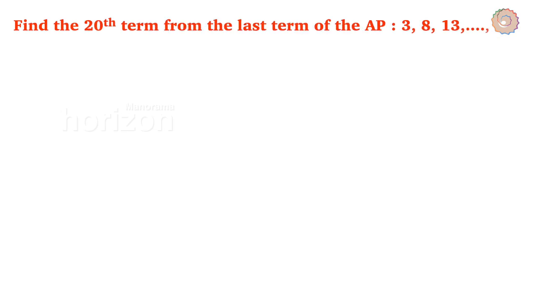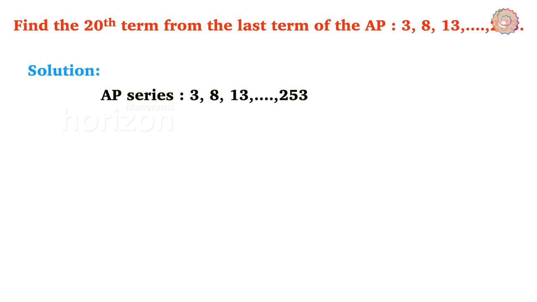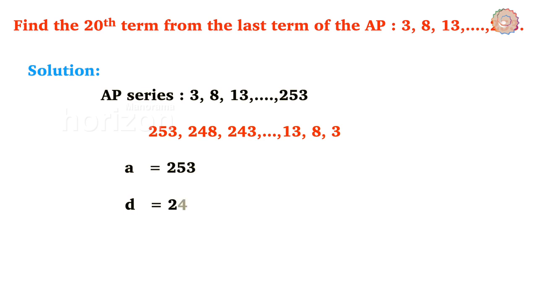Find the 20th term from the last term of the AP 3, 8, 13, up to 253. Let's see the solution. Given AP series 3, 8, 13, up to 253. In order to find the 20th term from the last term, we consider the sequence as follows: 253, 248, 243, ..., 13, 8, 3. Now what is the a here? a is equal to 253. What is the d? d is equal to 248 minus 253, which is equal to minus 5. What is the value of n? n is equal to 20.